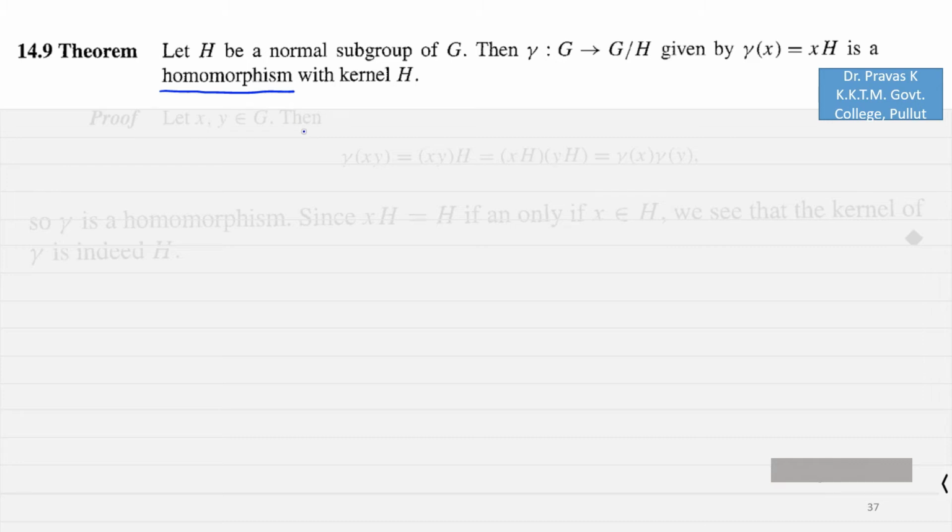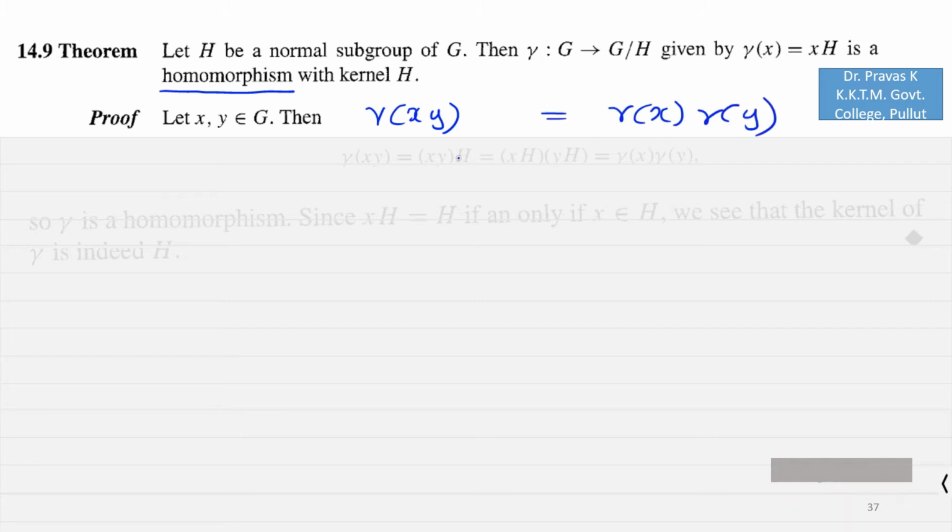So for that, let x and y be two elements in G. We need to prove that gamma of xy is equal to gamma of x times gamma of y. For that, we start with gamma of xy, and by definition it is xyH, which is the same as xH times yH, and by definition of gamma, again it is gamma of x times gamma of y. Thus we proved that gamma is a homomorphism.